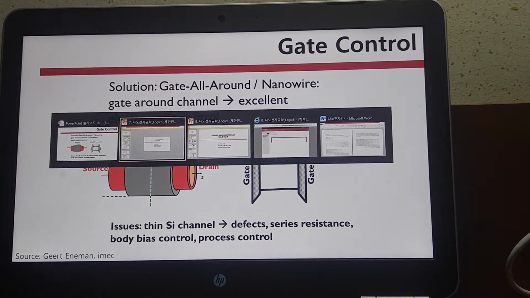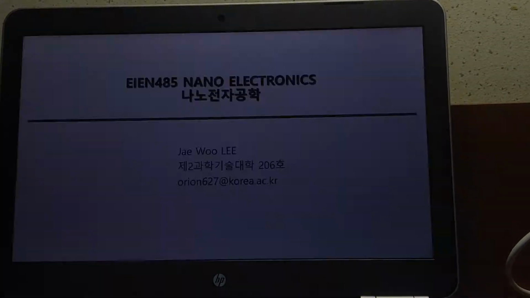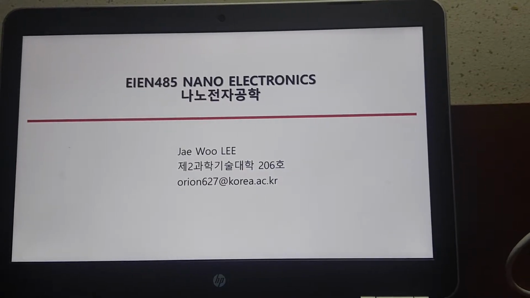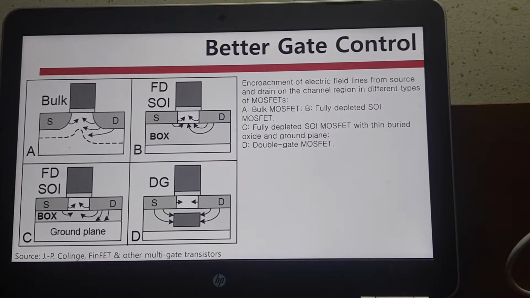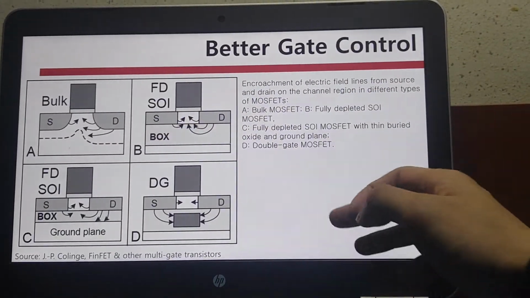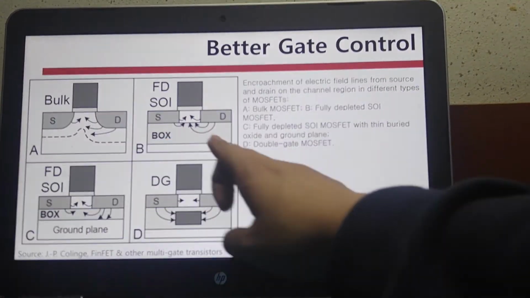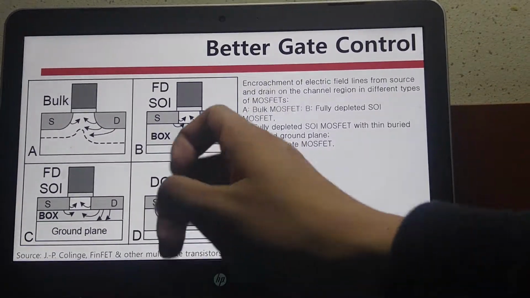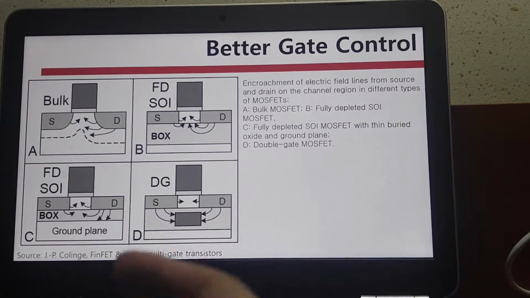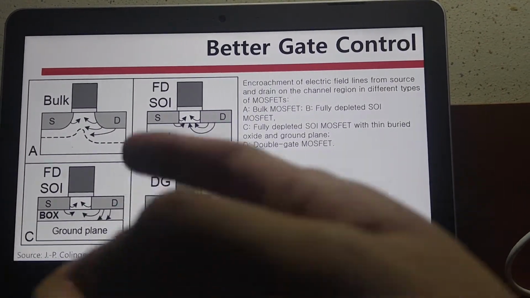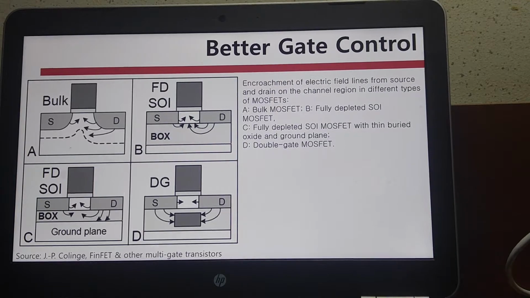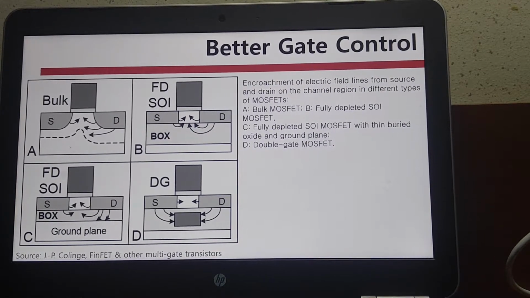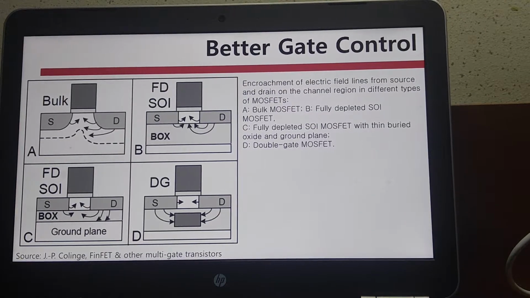After that, we have learned more about better ways to control the gate. There are 4 types of MOSFET here. Bulk MOSFET for A and fully depleted SOI for B. Fully depleted SOI MOSFET with thin buried oxide and ground plane for C, and double gate MOSFET for D. But I would like to briefly review C and D.